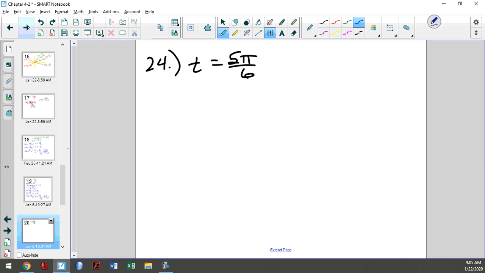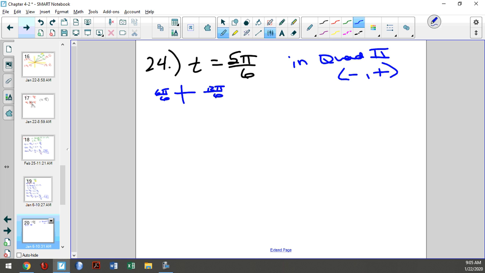We need to find where 5 pi over 6 is located. So that means I'm right here. This is going to be 6 pi over 6, and this is going to be 12 pi over 6. So I need 5 of those. So where is 5 pi over 6 at? I am in quad 2. When I'm in quad 2, that is the negative positive quadrant, correct?